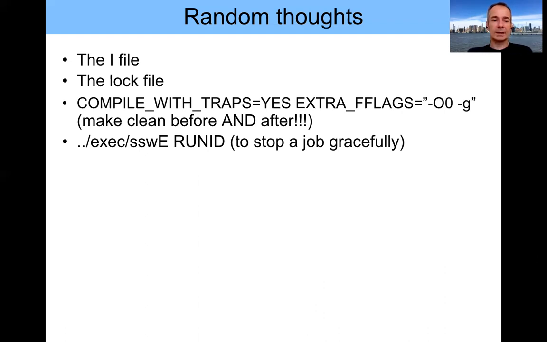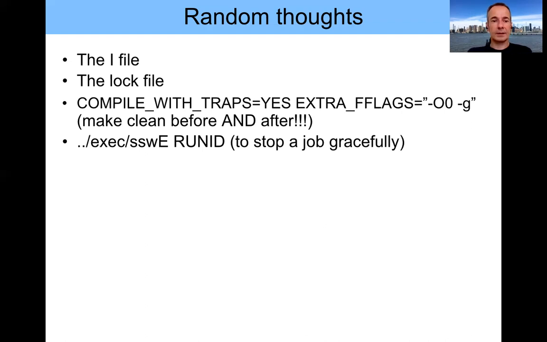So if it has not been deleted, you will get a message from the model that says, hey, I see a lock file. So is the model running? If it is not running, you check whether the model is running because you might have done some typo. So if the model is indeed not running and it's the correct one you want to continue, you go in the output directory, you delete the lock file, and you submit the job.